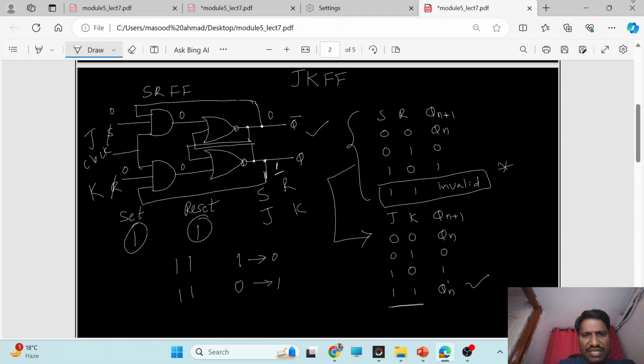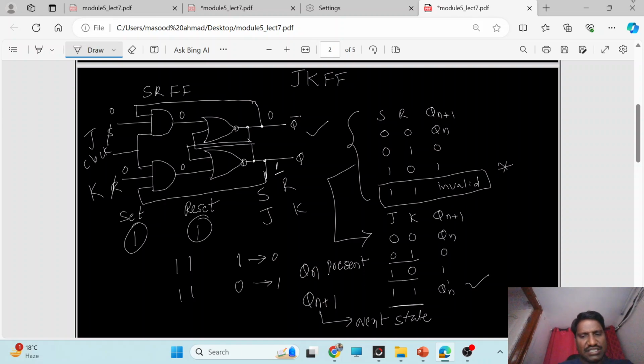Whatever we assume as the current value of Q, we call it Qn. Whatever we get after that, the new value, we call it Qn plus 1. Qn is called the present state. Qn plus 1 is called the next state. Okay, present state, next state. Similarly, we can analyze the 0 1, 1 0 case and the 1 1 case.